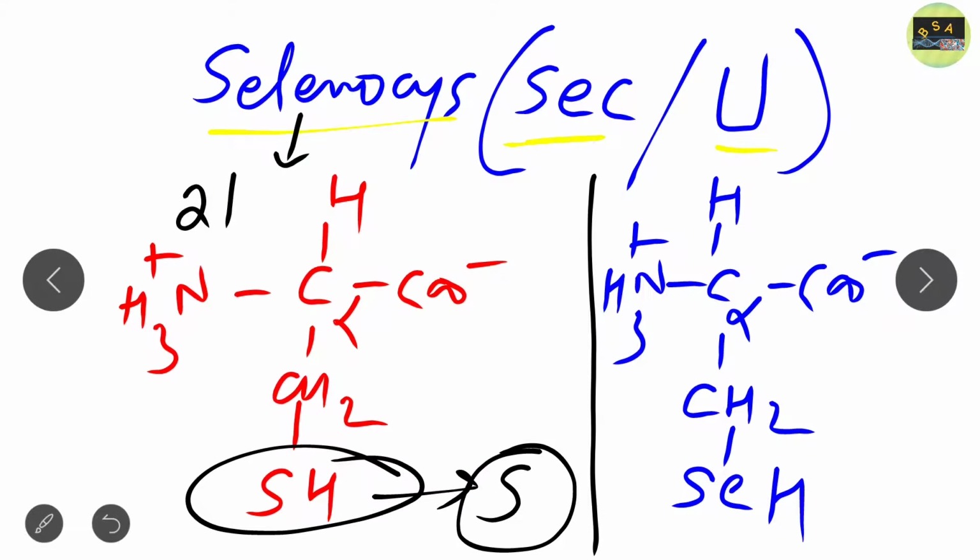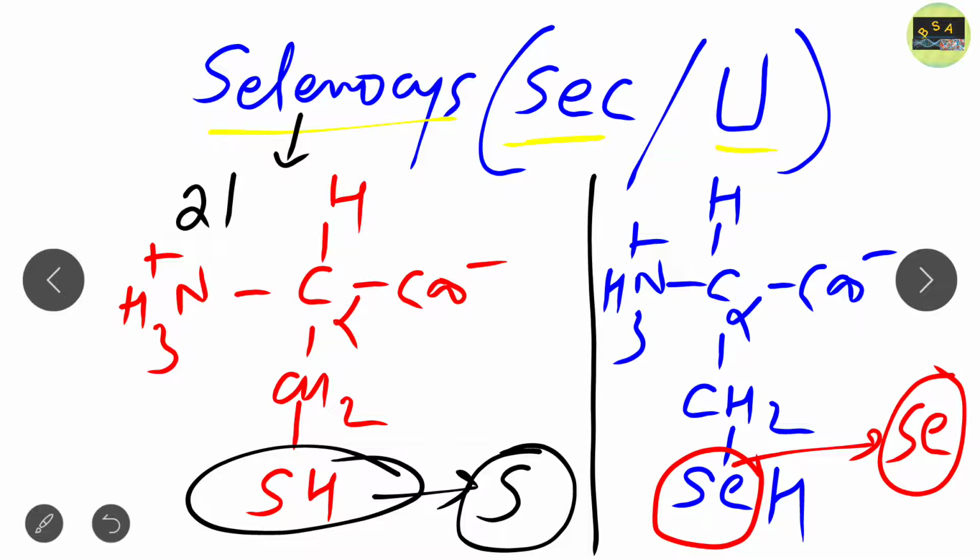Remember, this is a very important concept. In selenocysteine, the selenium group, Se, is present. But in the case of cysteine, all the structure is the same, but the sulfur group is present. That's why we consider selenocysteine very similar to cysteine. So these are the two important points regarding selenocysteine.